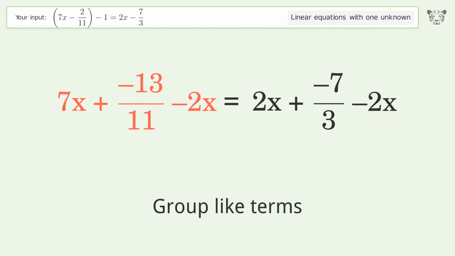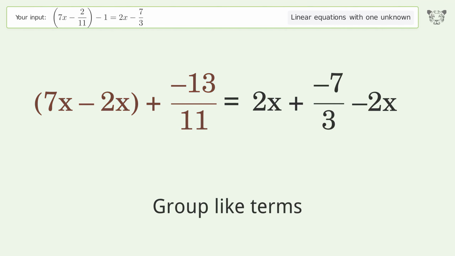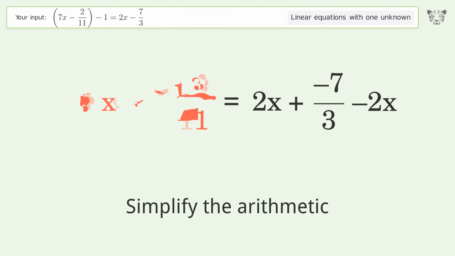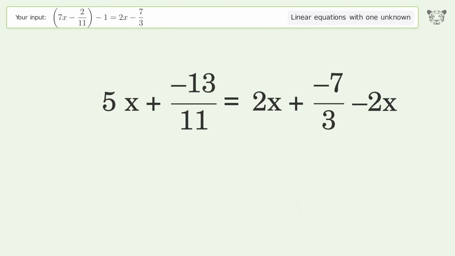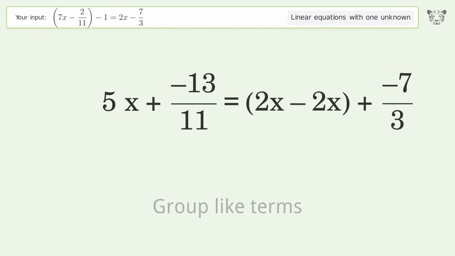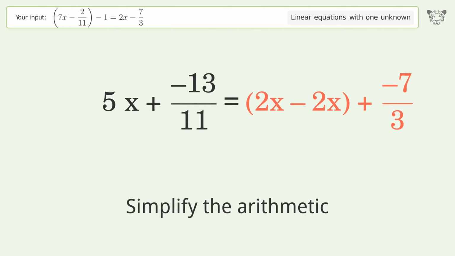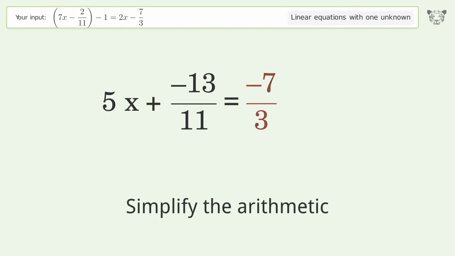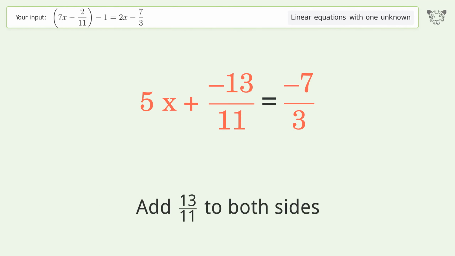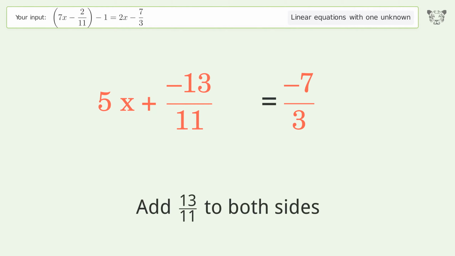Group like terms. Simplify the arithmetic. Group like terms. Simplify the arithmetic. Group all constants on the right side of the equation. Add 13/11 to both sides.